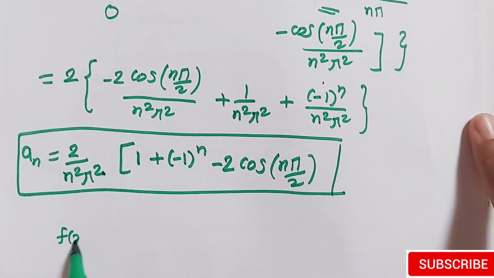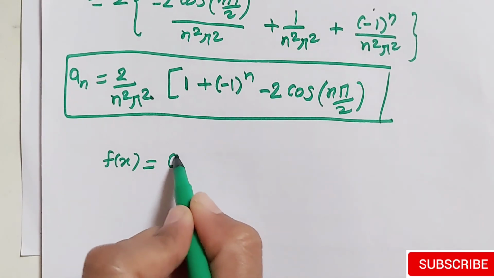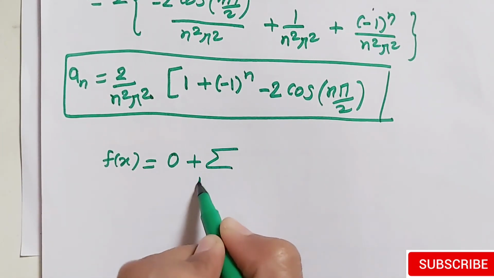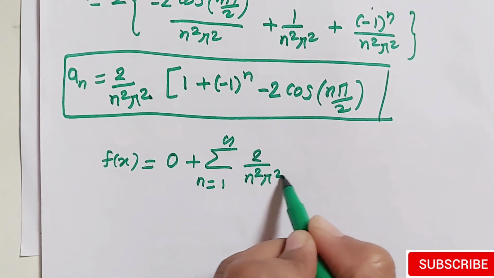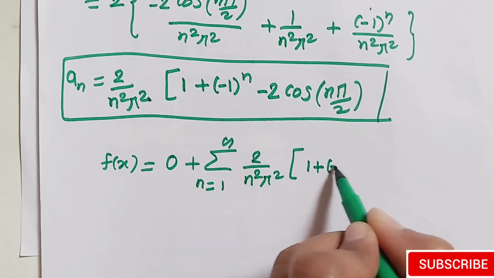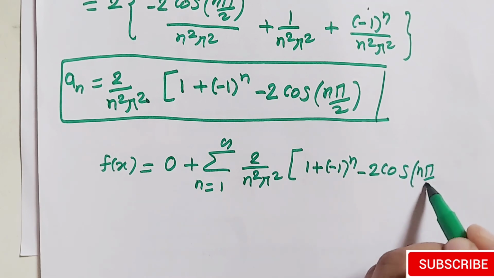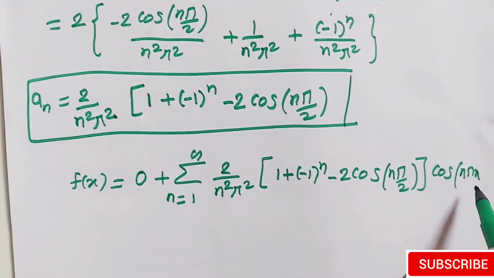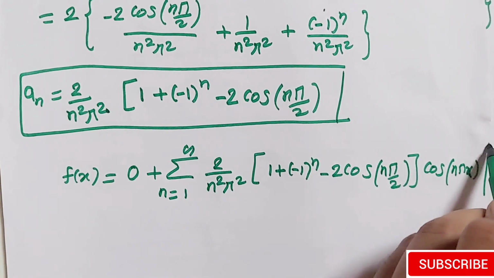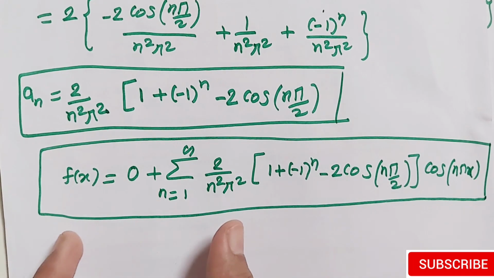Therefore the Fourier cosine series is f of x equals a0 by 2, but the value of a0 is 0. So here a0 by 2 plus summation n varies from 1 to infinity, a n is 2 divided by n square pi square in bracket 1 plus (−1) raised to the power n minus 2 cos n pi by 2, into cos n pi x. So this is the half range cosine series for the given function f of x.